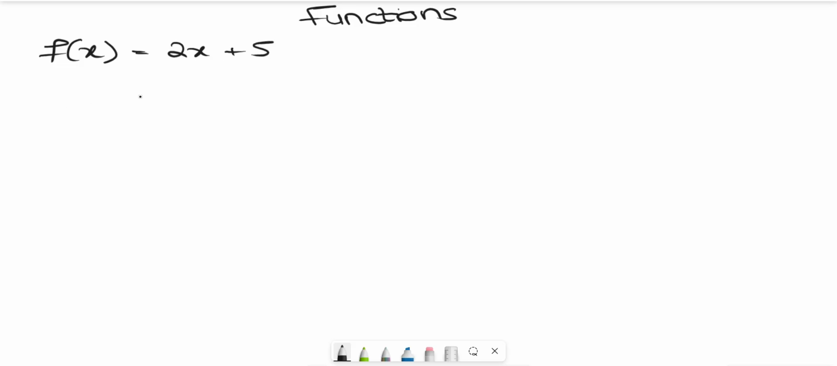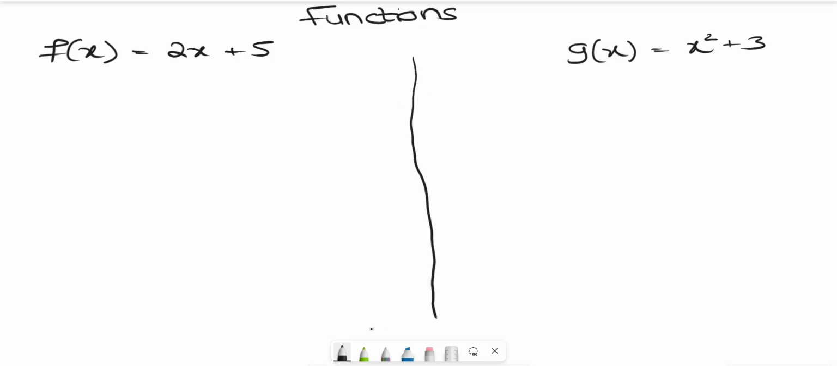So for example, we have a function f of x equals 2x plus 5. And let's say we have another function g of x equals x squared plus 3. Let me draw a line of separation between the two. So if I was to tell you to find the value of f of 3, what's going to be the method?